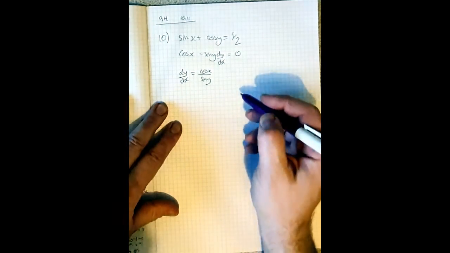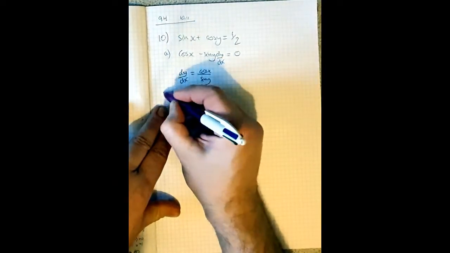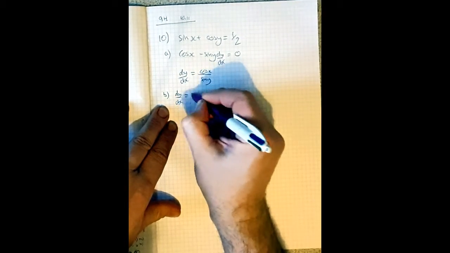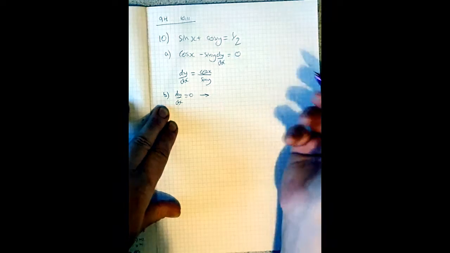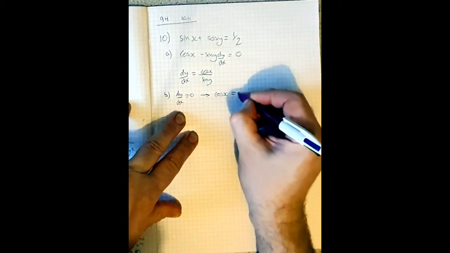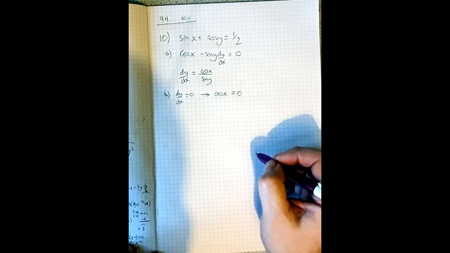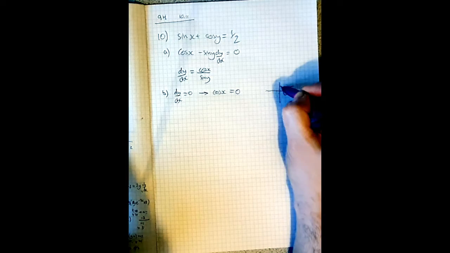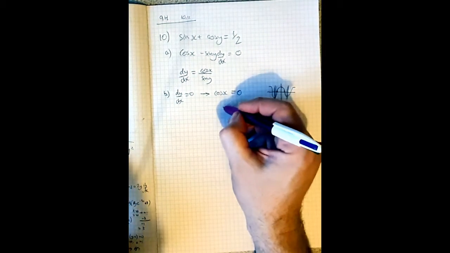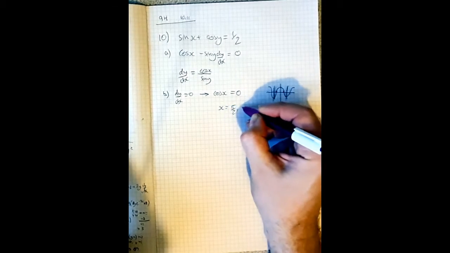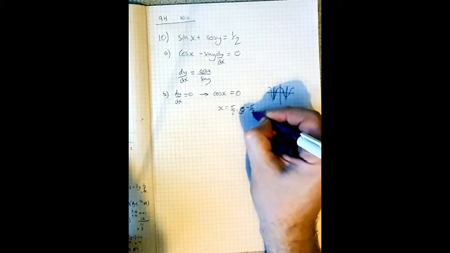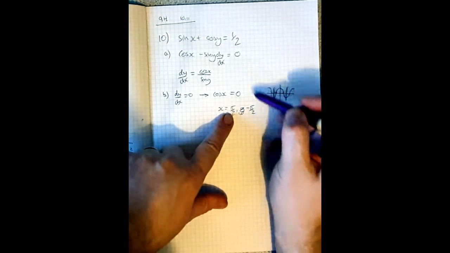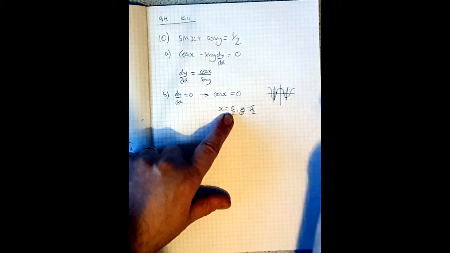Find the coordinates of the stationary points. Well, if dy/dx is 0, the only way for this to be true is if the numerator is 0. So cos x equals 0. And if you think about your cos graph, I go between pi and minus pi. So my solutions are pi over 2 and minus pi over 2. So x equals pi by 2, minus pi by 2. If I sub these back into here, I will get some y coordinates.